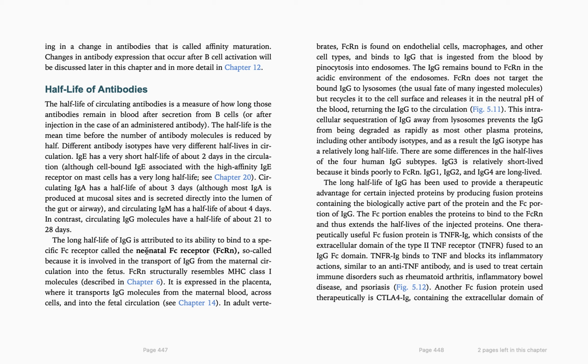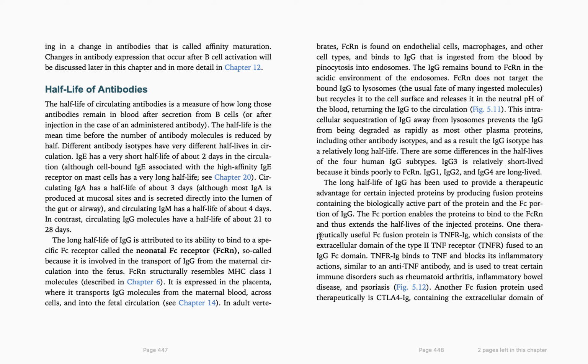The long half-life of IgG is attributed to its ability to bind to a specific Fc receptor called the neonatal Fc receptor, so called because it is involved in the transport of IgG from the maternal circulation into the fetus. The neonatal Fc receptor structure resembles the MHC class I molecule described in chapter 6. It is expressed in the placenta, where it transports the IgG molecule from the maternal blood across the cell and into the fetal circulation. See chapter 14.